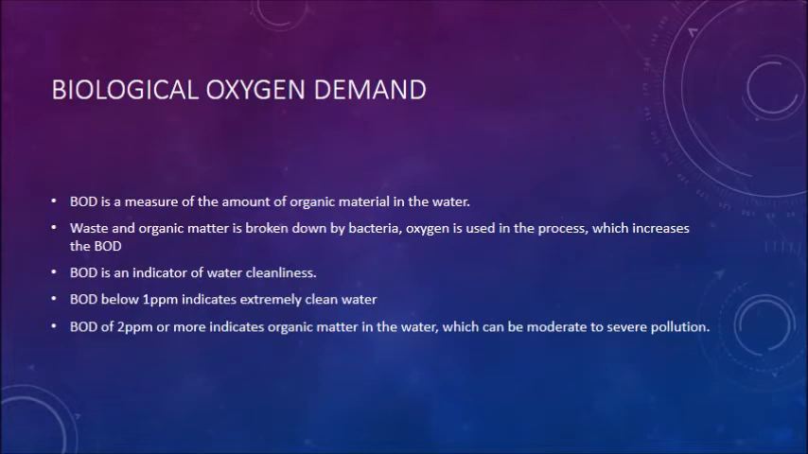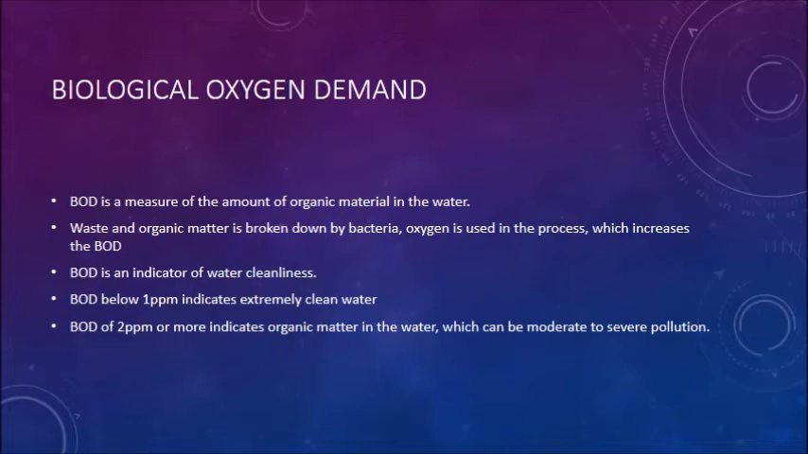Okay. The next thing we're going to look at is biological oxygen demand, or BOD. It's the measure of the amount of organic material in the water. This could be poo, this could be living things that are dead, this could be soil, this could be any organic matter. The reason this is an environmental indicator is because waste and organic matter is broken down by bacteria, as we talked about before, and oxygen is used in this process.